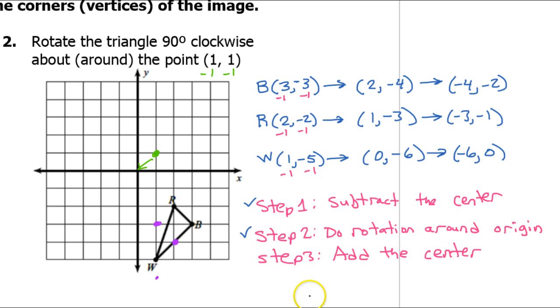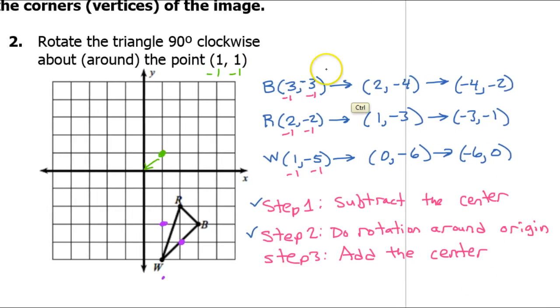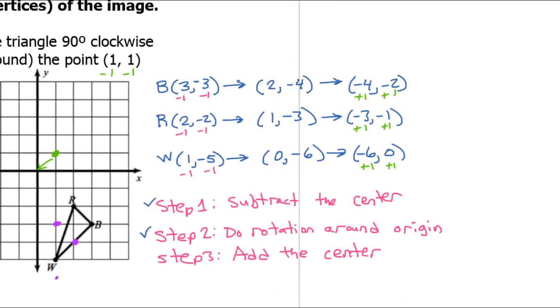All right, now it's time for step 3. We moved everything left 1 and down 1, and then we did the rotation. Now we need to move everything back. Since we subtracted 1 from everything, in order to fix it, we need to add 1 now. So I'm going to go through and add 1 to everything. And this will give me the final answers.